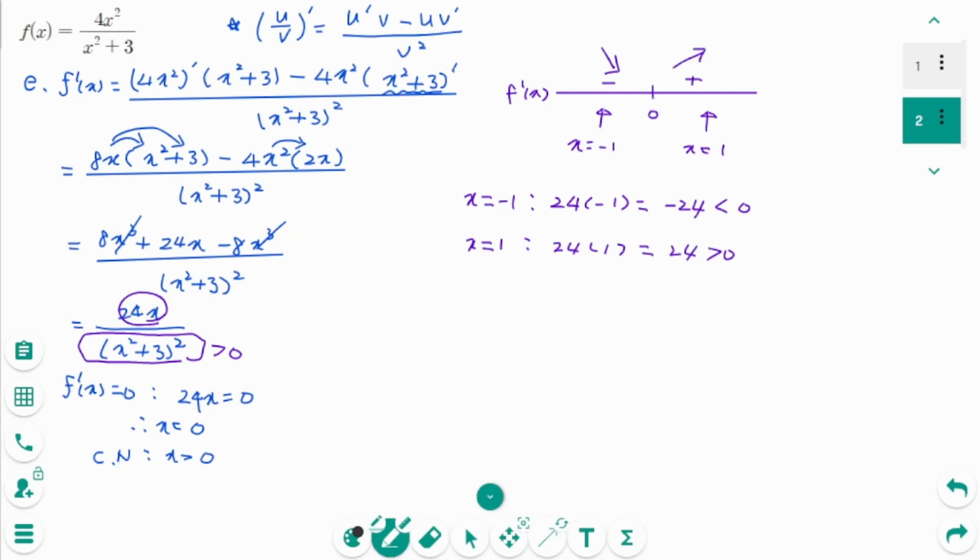f prime of x changes sign, negative to positive, at x equals 0. So relative minimum at x equals 0. Then use this, f of 0 equals 0 over 0 plus 3 equals 0. So the relative minimum is (0, 0).